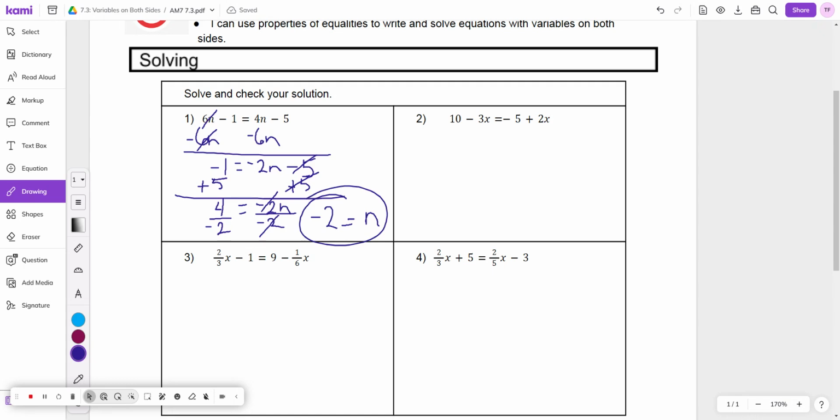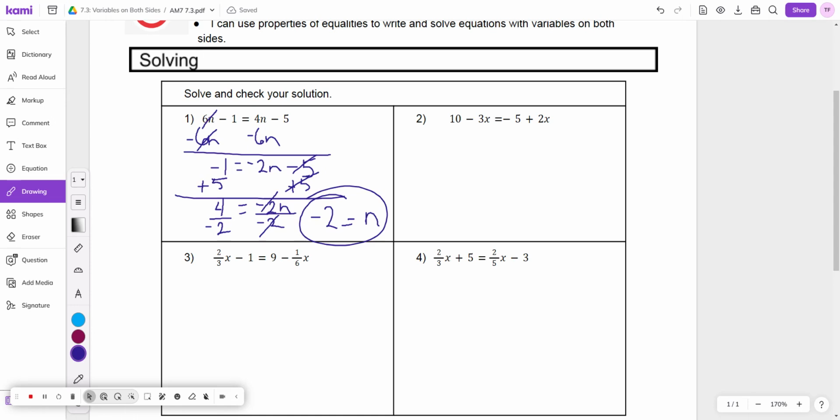Okay, now if I go back and check it, if I put 6 times negative 2 in for n, 6 times negative 2 gives me negative 12, minus 1, that gives me negative 13 on the left-hand side. On the right-hand side, 4 times negative 2 gives me negative 8, minus 5, that also gives me negative 13. So since negative 13 does indeed equal negative 13, the answer is perfect.